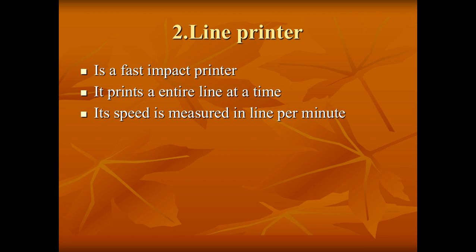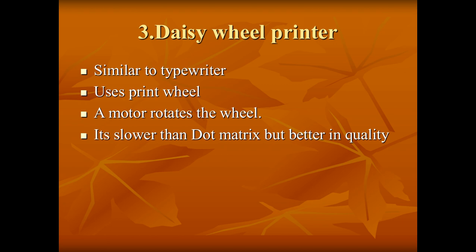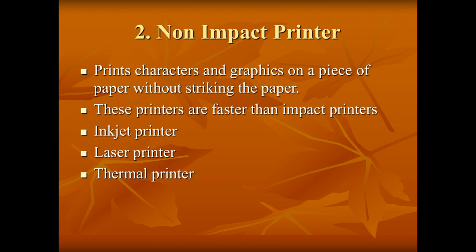Now it's slower than a dot matrix printer but better in quality, if you want to compare with the dot matrix printer. Non-impact printers print characters and graphics on a piece of paper without striking the paper. These printers are faster than the impact printers. Examples of that are inkjet printers, laser printers, and thermal printers. Inkjet printers print characters and graphics by spraying tiny drops of liquid ink on paper.